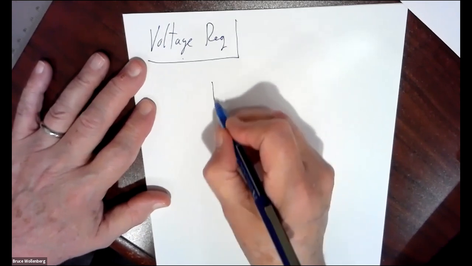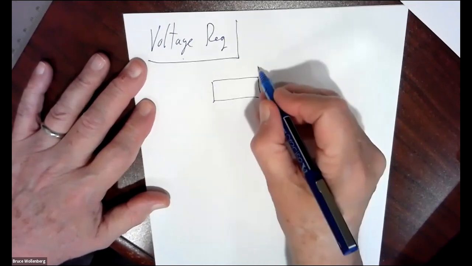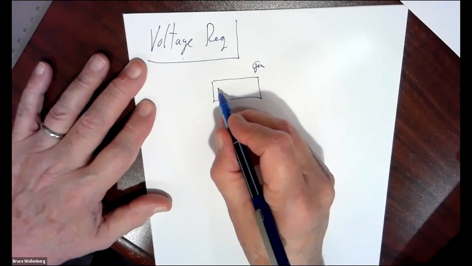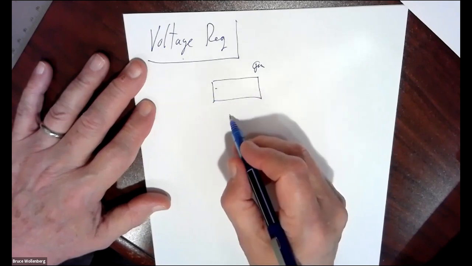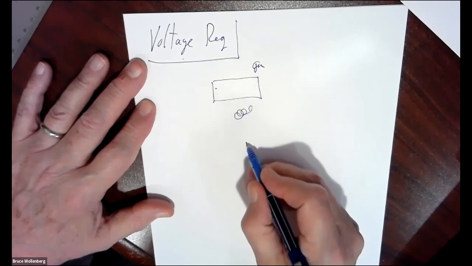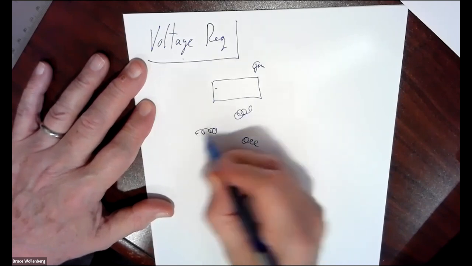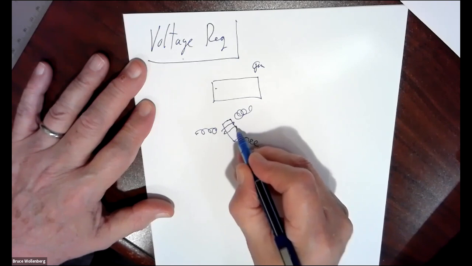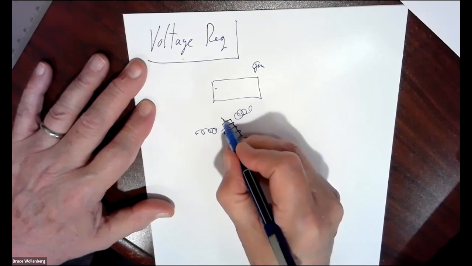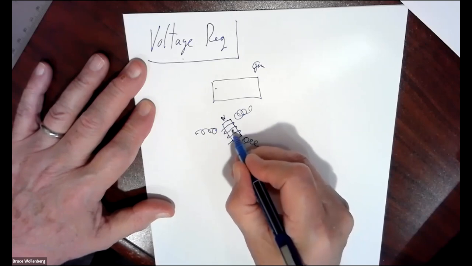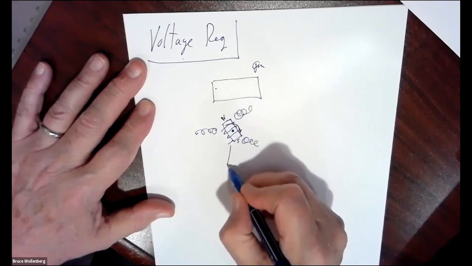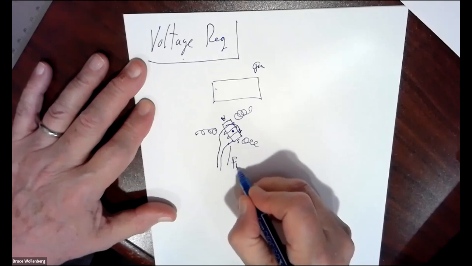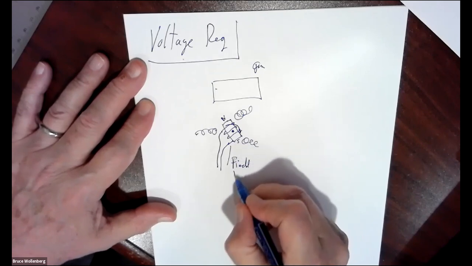The first way, here's a generator, and you know the simple model of a generator is that you have three coils spaced by 120 degrees. And then you have the field winding. So this is the field winding. And this is the field. And the field is DC current.